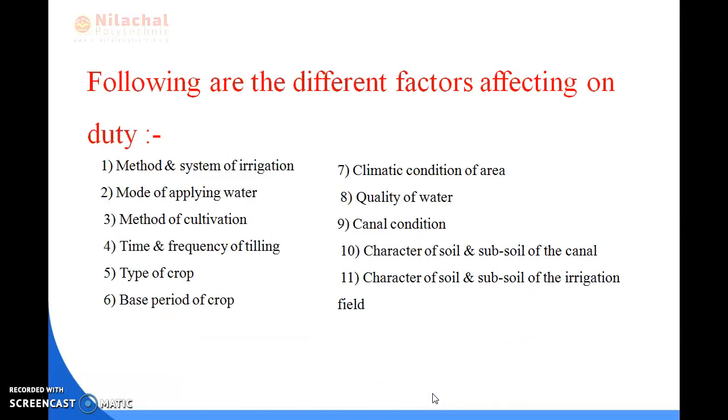Okay, so next, the following are the different factors that affect the duty. First is method and system of irrigation, mode of applying water, method of cultivation, time and frequency of tilling, type of crop, base period of the crop, climatic condition of the area, quality of the water and canal condition, character of soil and subsoil of the canal, character of the soil and subsoil of the irrigation field. So these are all the 11 points that you should remember, the different factors that affect the duty.